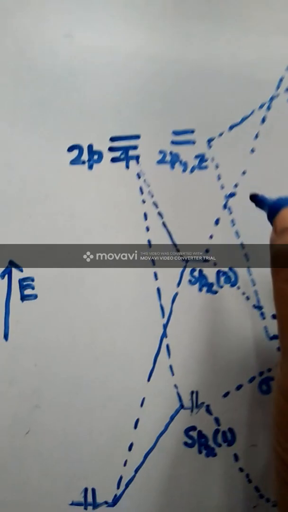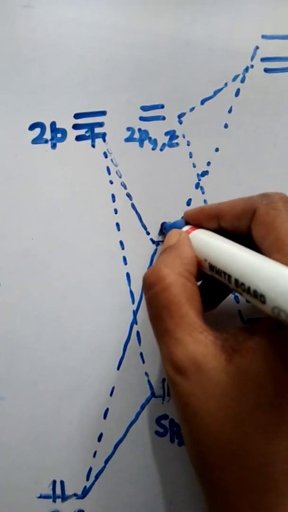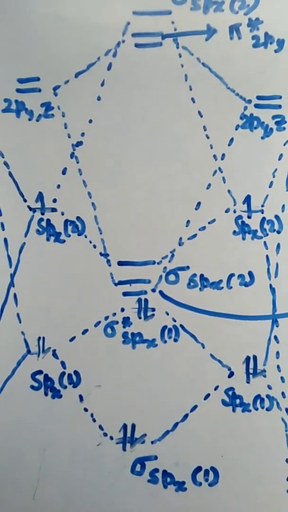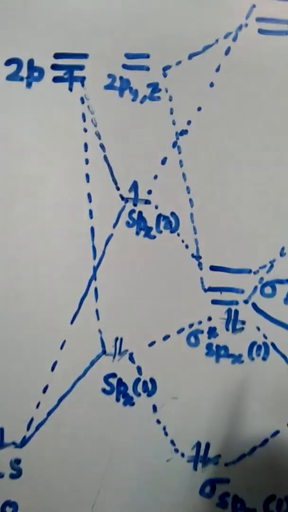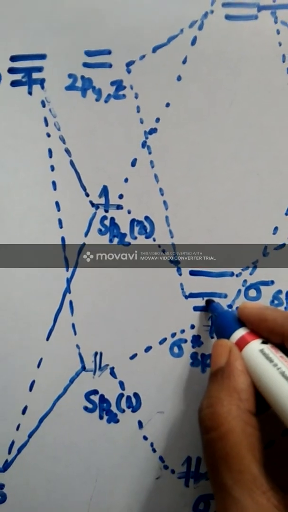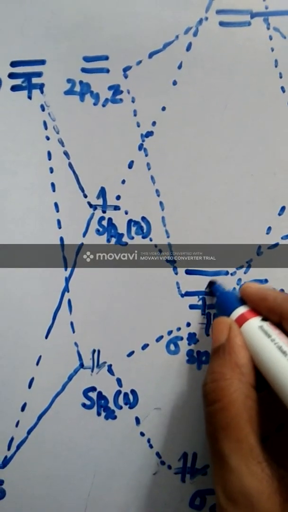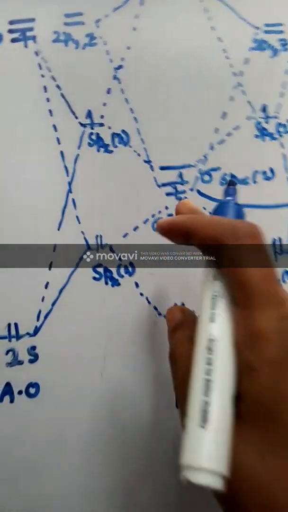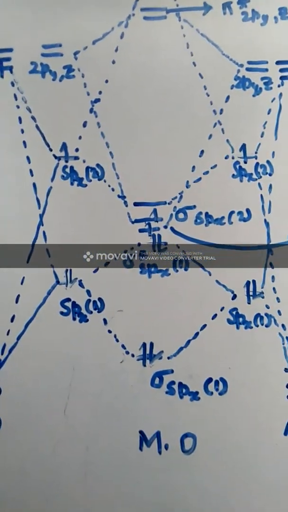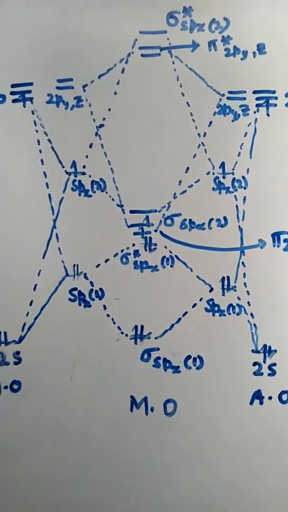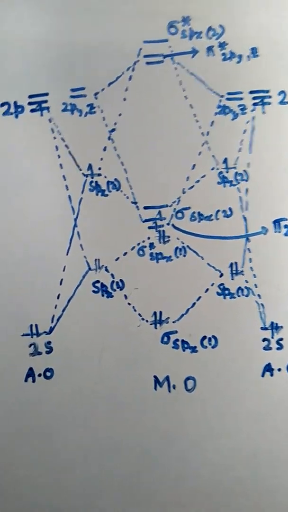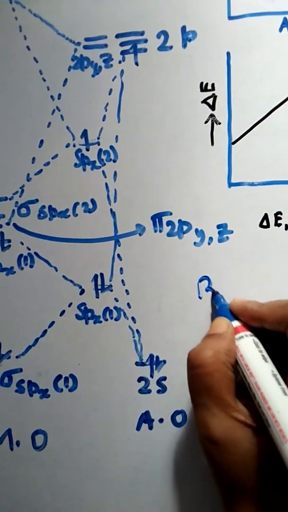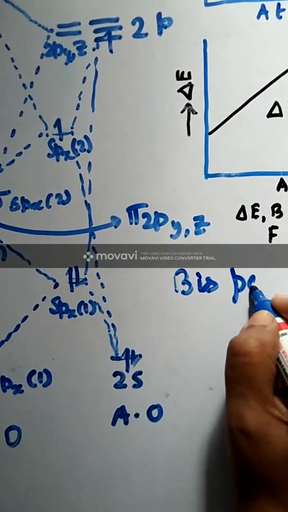Now this p1 electron will come here and in SPX2 another electron. So where will they go? They will go to these pi orbitals. These orbitals are energetically the same. So now you see, in case of boron you have 2 unpaired electrons. So boron is paramagnetic.